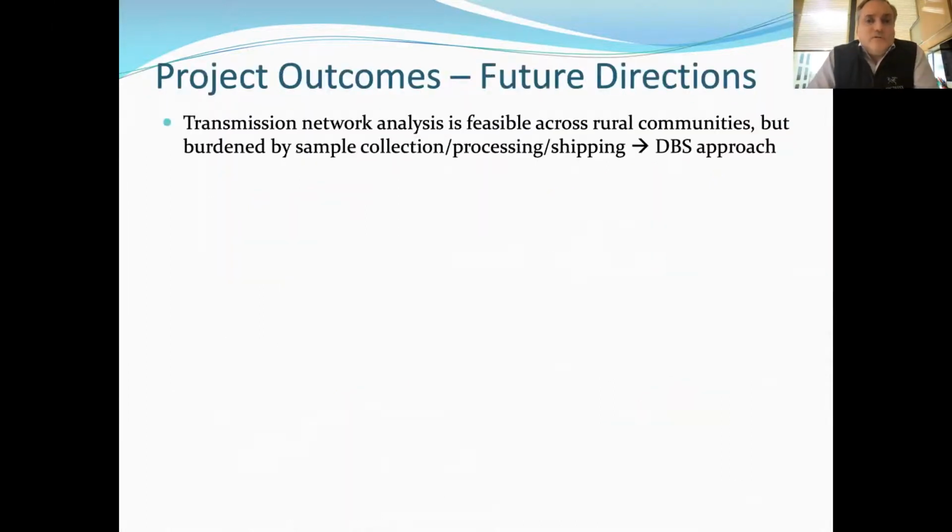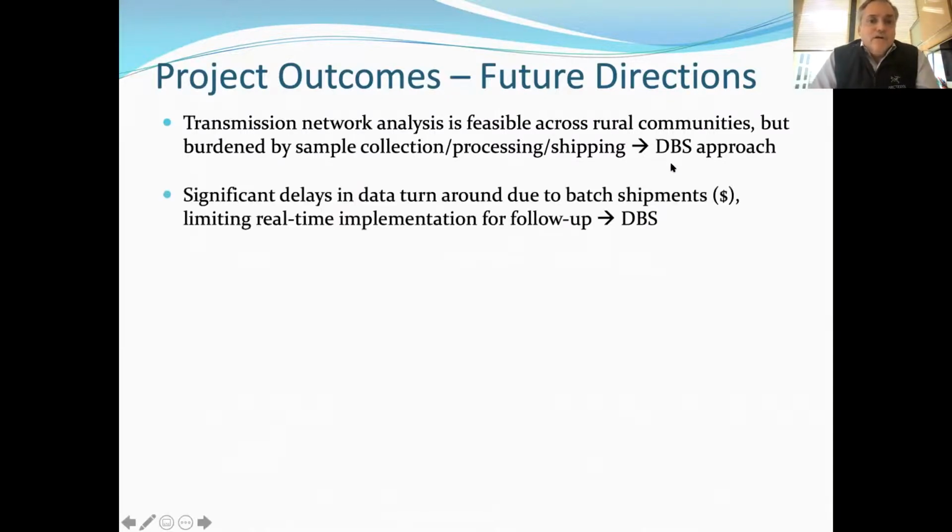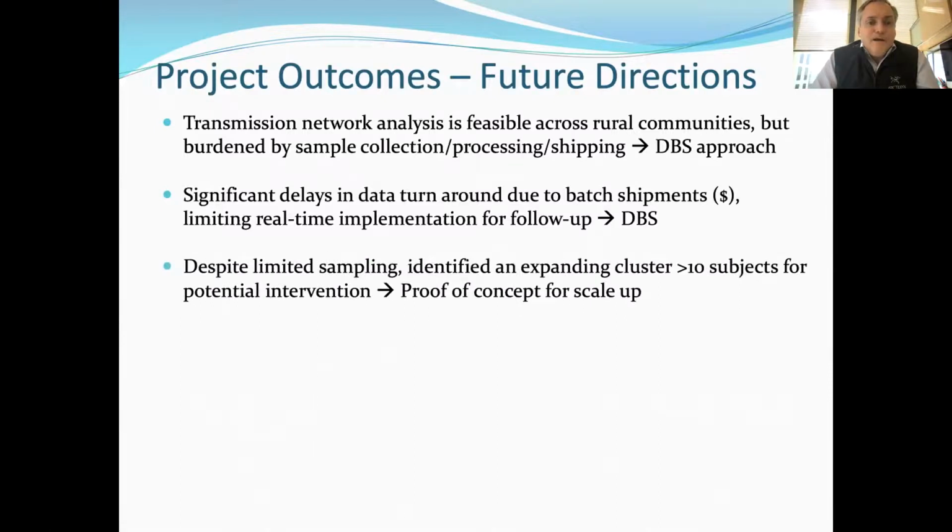And just to wrap up, the transmission network analysis is feasible across rural communities, but it is burdened by sample collection, sample processing, and shipping. And I think it's a place where the dried blood spot approach could really make great inroads. There were significant delays in data turnaround, largely due to the financial costs of the shipments. And so we tended to batch those, which limited real-time implementation and follow-up. But I think there's a great proof of concept for scaling it up.